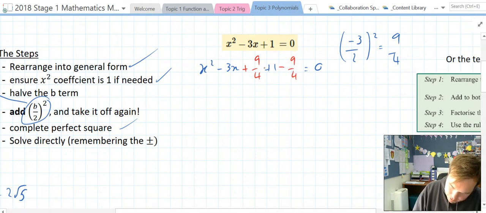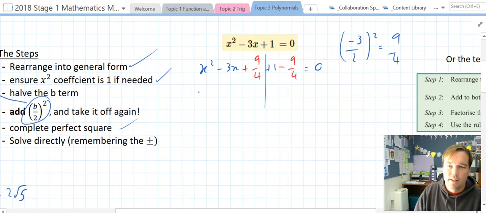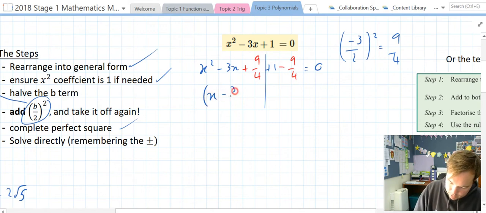Alright. Then we'd think of this in halves. Well, this side here is going to be a perfect square, but it's ugly. However, we know that this will be x take 3 on 2 squared. And if we expanded that back out using FOIL, we would get back up to here. The reason we know it's 3 on 2 is because that's what the b on 2 was.